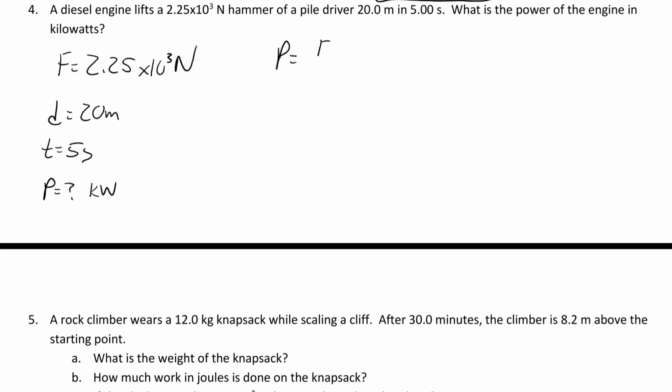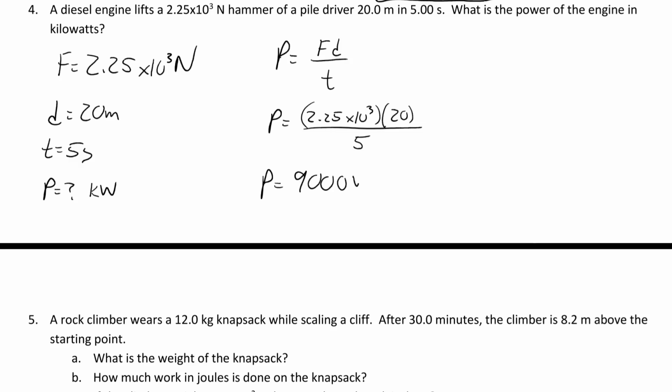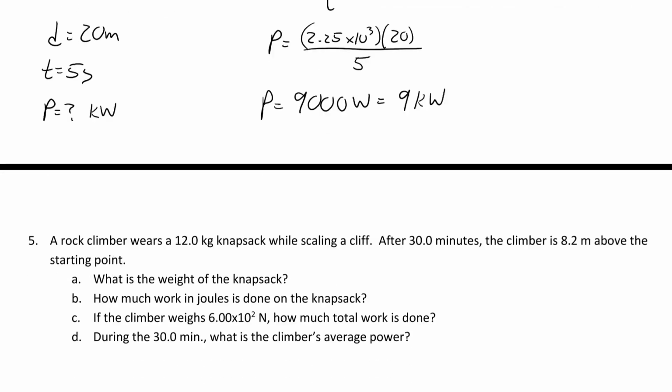So power is equal to force times distance over time, work over time. The power is 2.25 times 10 to the third newtons times 20 meters divided by 5 seconds. You get a power of 9,000 watts. And again, you could go through the whole process or just go 1, 2, 3. That's equal to 9 kilowatts, because 1 kilowatt is equal to 1,000 watts, right? Good. All right, number 5.